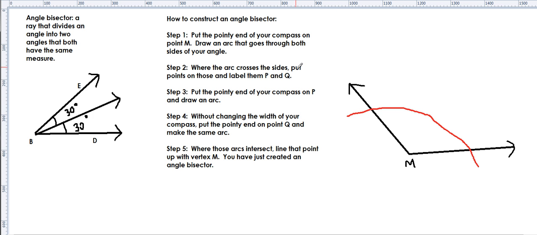Next, where the arcs cross the sides, we're going to put points on those spots. So I'm going to put a point here and a point here. I'm going to label those. I'm going to label this one P. I'm going to label this one Q.